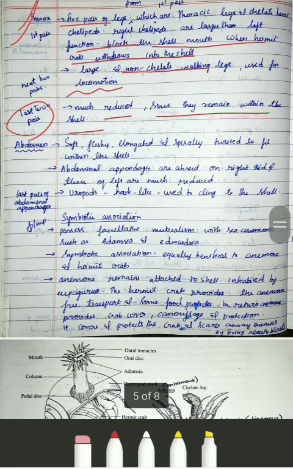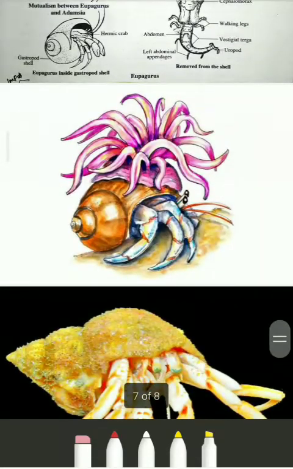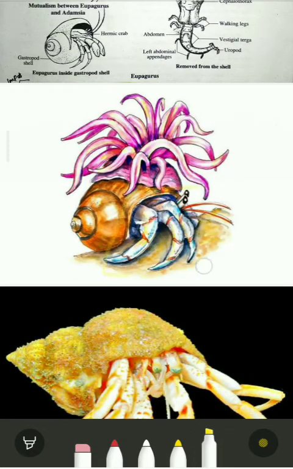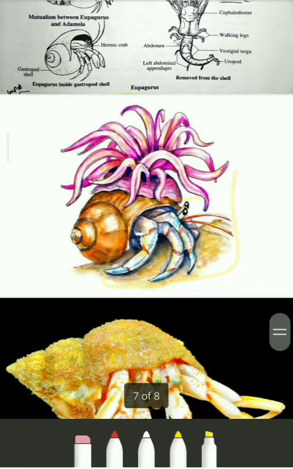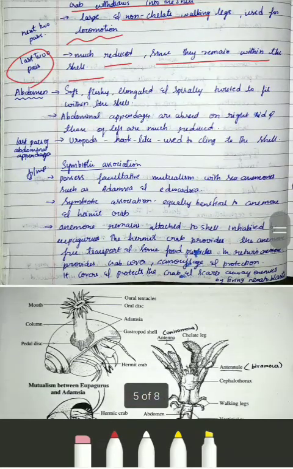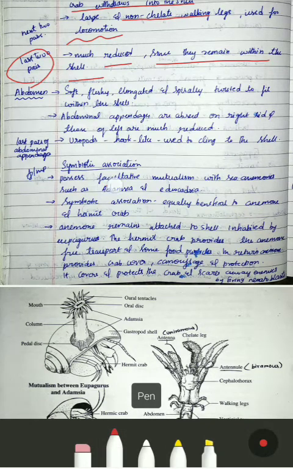Next, let's look into the symbiotic association which it possesses with the sea anemones, especially the Adamsia and the Euadamsia. This is the diagram. In this, they remain totally inside the shell. Only some regions of the head are portrayed outside. Then the symbiotic association goes like this. They possess facultative mutualism with sea anemones, as I've told you, especially with the Adamsia and Euadamsia.